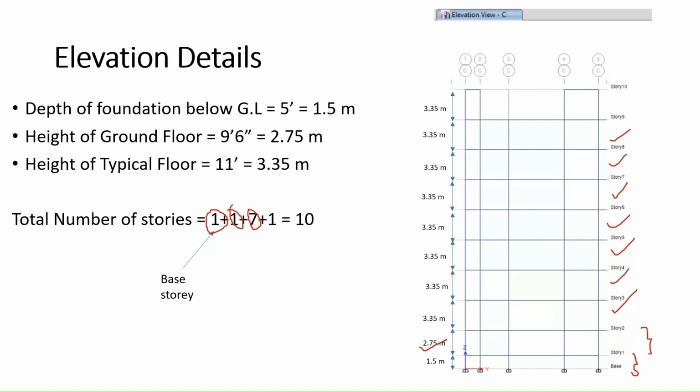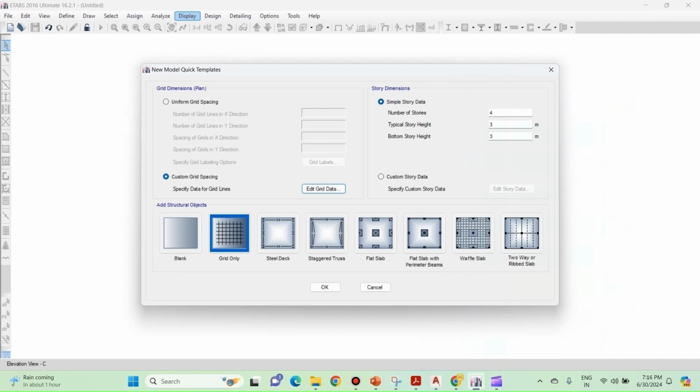So one story will be added for that. So one story for that staircase cabin or the lift cabin. So the total number of stories that we need to enter in ETABS will be 10. So let's add that.